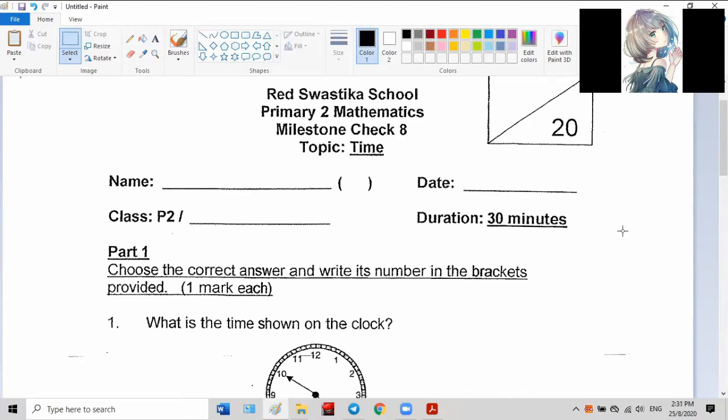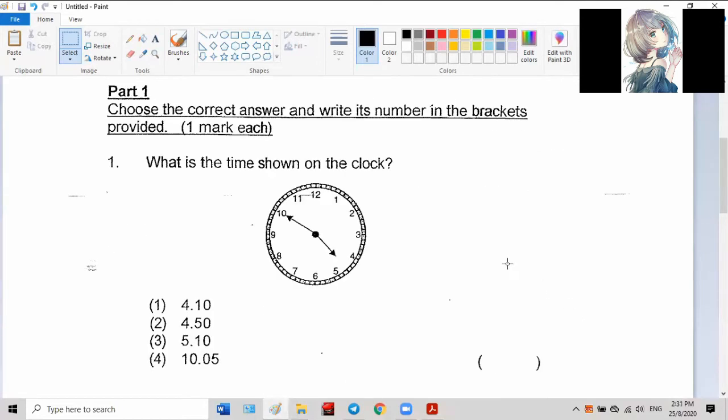Okay, time. All right. What is the time shown on the clock? This line is between 4 and 5. It hasn't reached 5, so it's still 4. Do you understand now? 4:50.